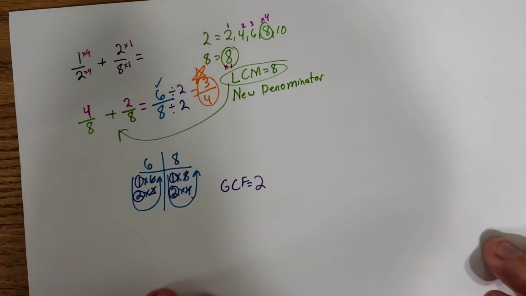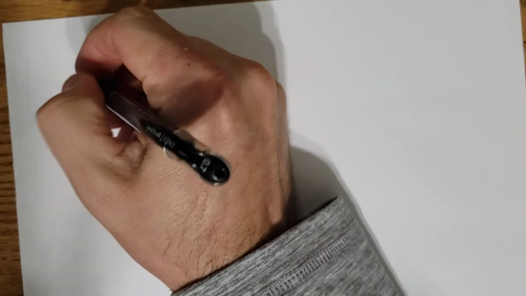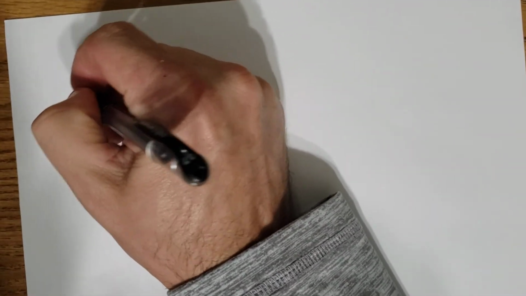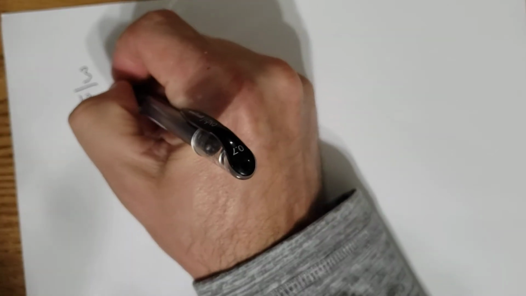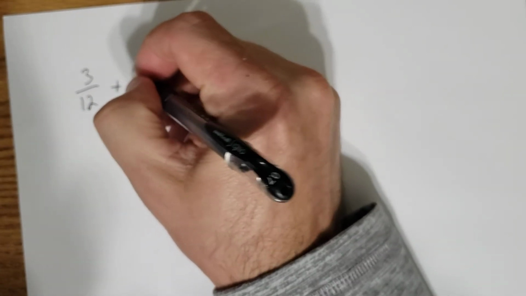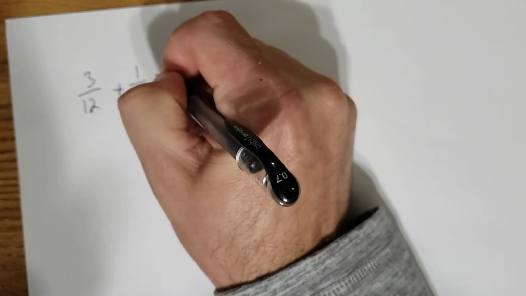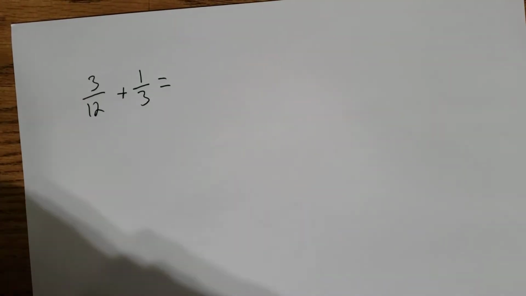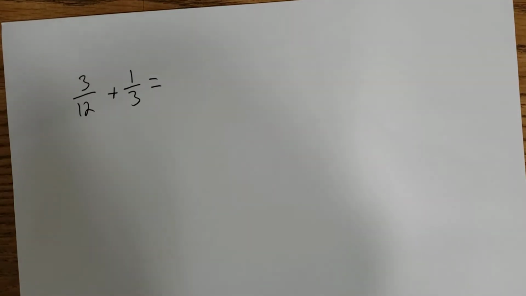All right, so there's one. Let's try one more question and see how we can do on this one. Same thing, still adding. Still have unlike denominators. That means the bottom numbers are different. 3/12 plus 1/3. And we know right now that we can't add those. And if you remember why, it's because the bottom numbers, the denominators, are not the same.